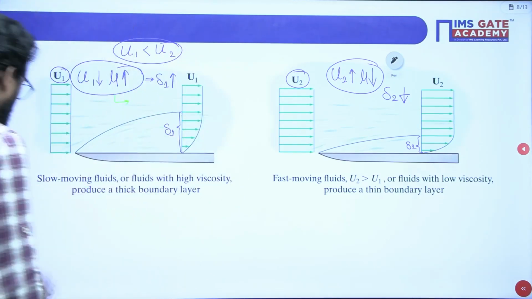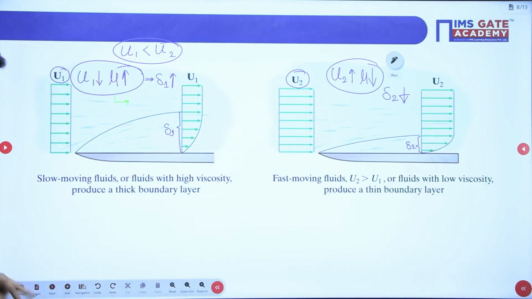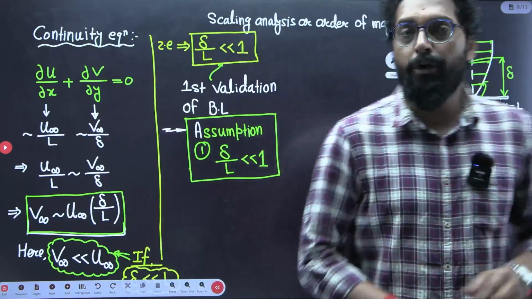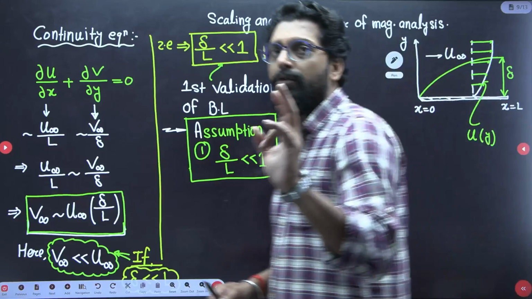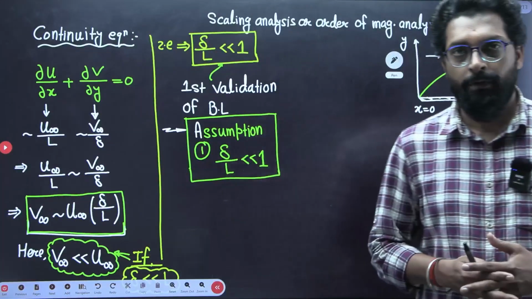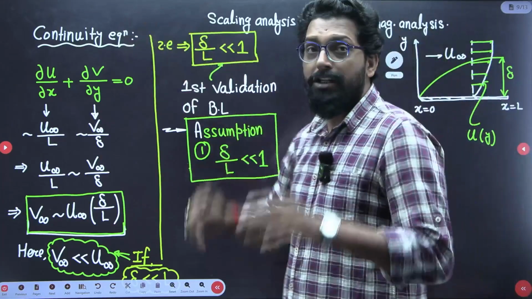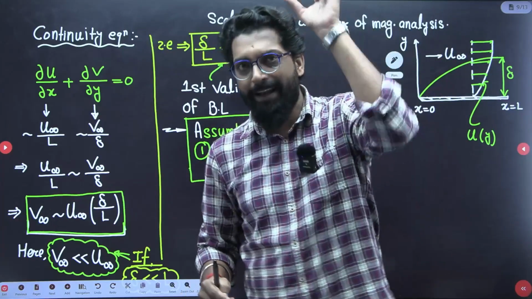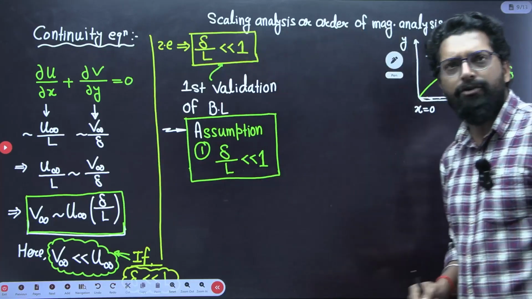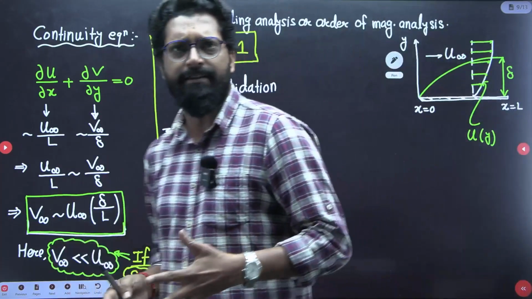Now my dear, we'll go to the next thing. See, now we have analyzed this boundary layer. For the analysis of a boundary layer, we require two equations. One is the continuity equation, the other is the momentum equation. Let's take the continuity equation and analyze the boundary layer with the concept of scale analysis or order of magnitude, which is the simplest analysis.